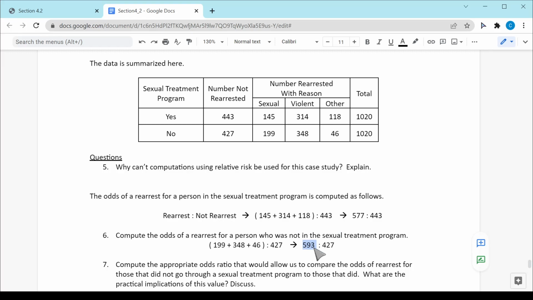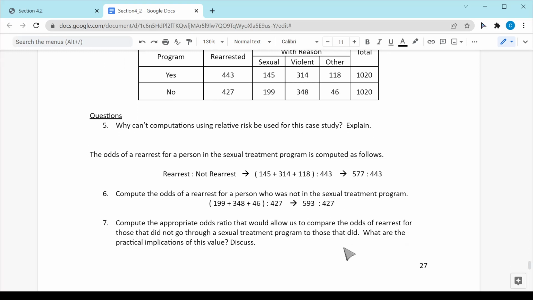I mean, the best case scenario for these odds would be 0 colon 1020. All right, because then that would say that nobody was rearrested. But you're not going to find a sexual treatment program that is going to perform that well. That's the goal, is to get 0 to 1020. All right, so let's compute the odds here of a rearrest.